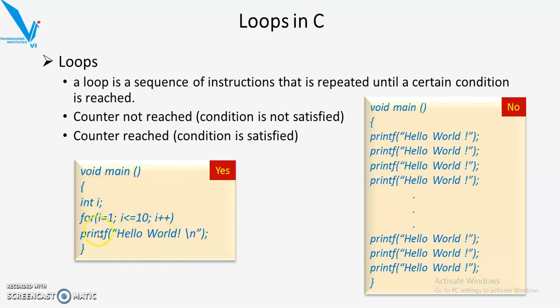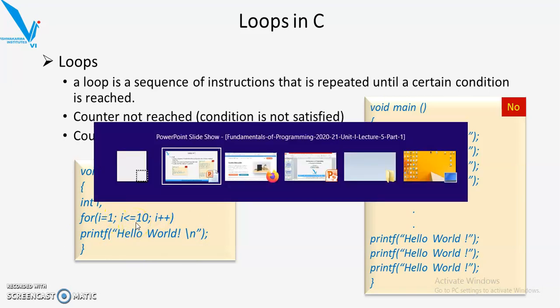Here is the example of loop statement. It is called an iterative control instruction. In a loop statement, the code needs to be written only once and the loop will be executed 10 times. In computer programming, a loop is a sequence of instructions that is repeated until a certain condition is reached. So here the condition is i is less than or equal to 10. So this loop will run 10 times till this condition is satisfied.